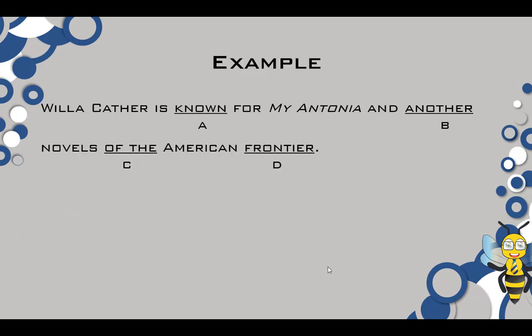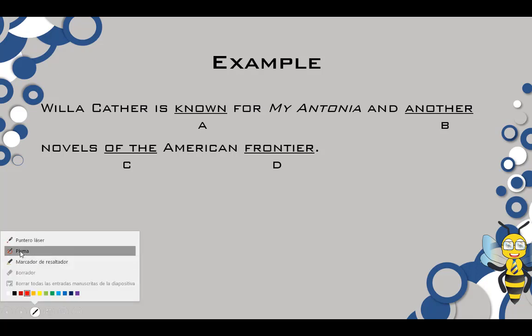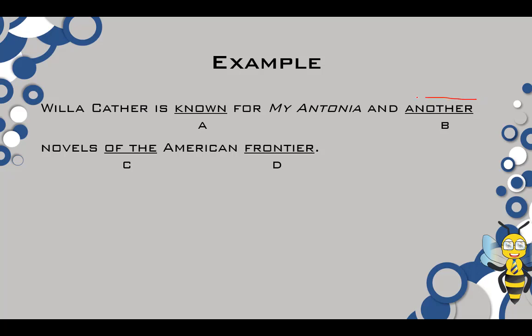So, let's try with these examples. Willa Cather is known for My Antonia and another novels of the American frontier. Another? That's right. The mistake is really obvious, right? But can you tell me why another is wrong here? Because another is for singular. Very good. And novels is in plural, right? That's right. Well done.